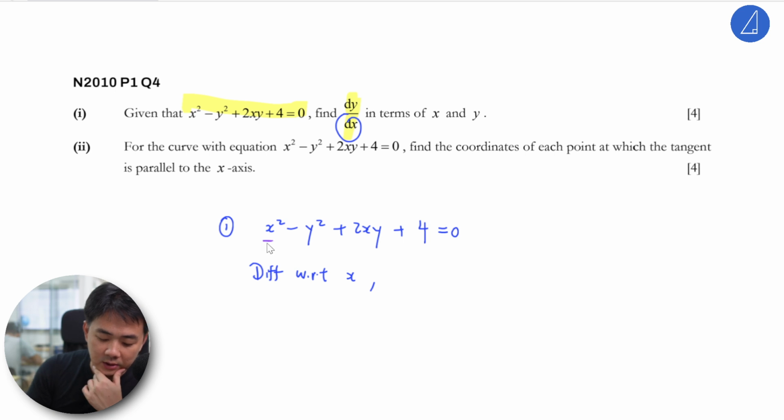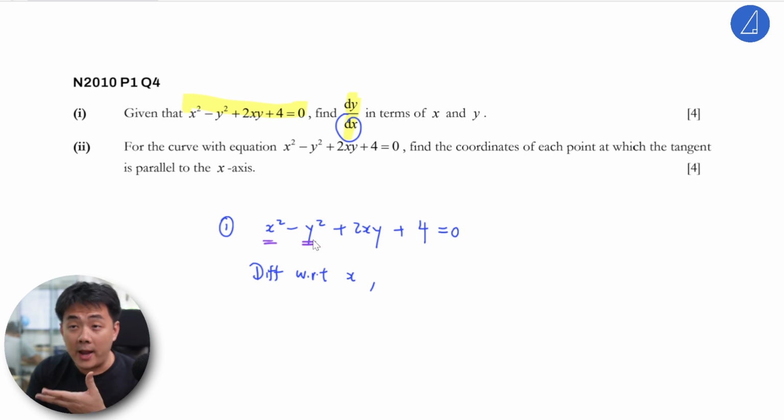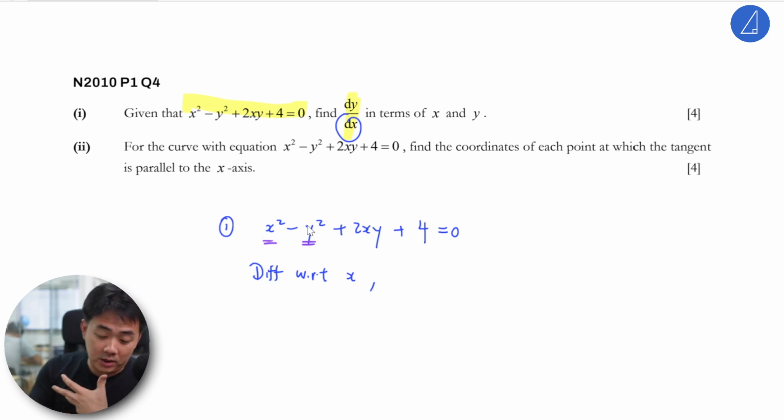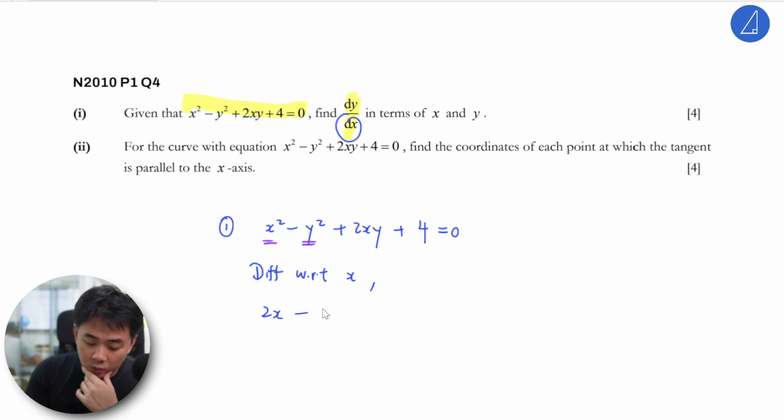Implicit differentiation is just as per usual, but if you were to see a variable which is not x, we just need to add dy/dx behind because of the chain rule, right? So in this case, for the first one it will be 2x. Then the second one, differentiating y squared will be 2y. But because this is not x, we just put a dy/dx behind.